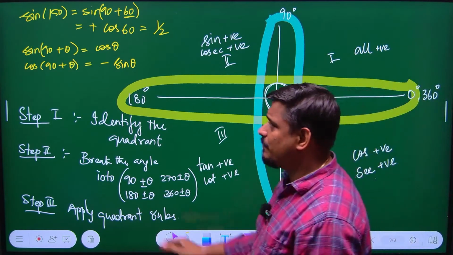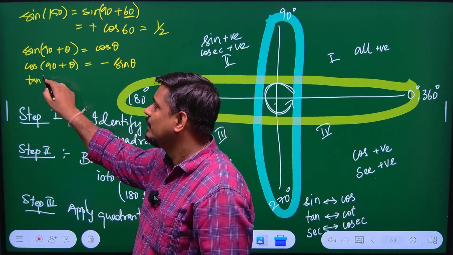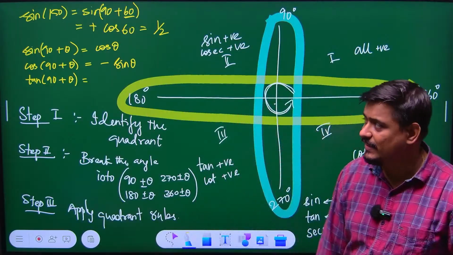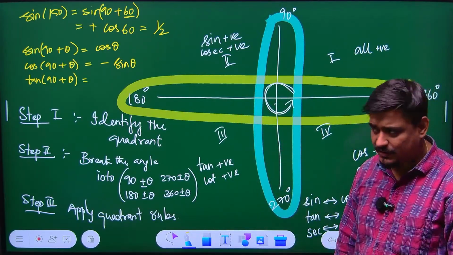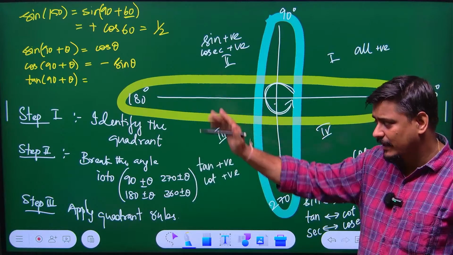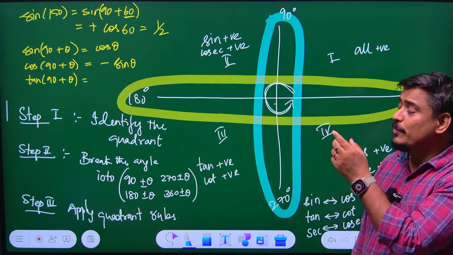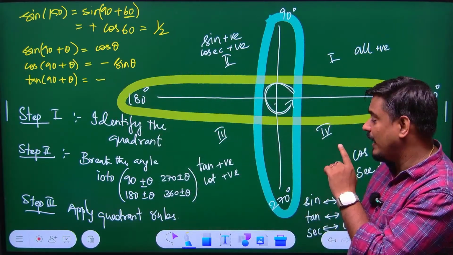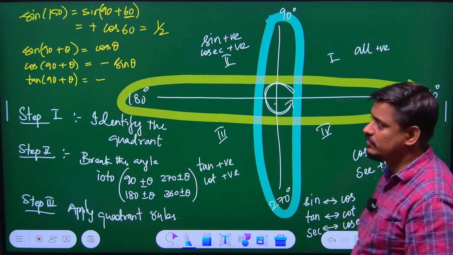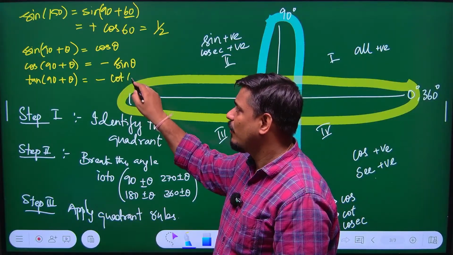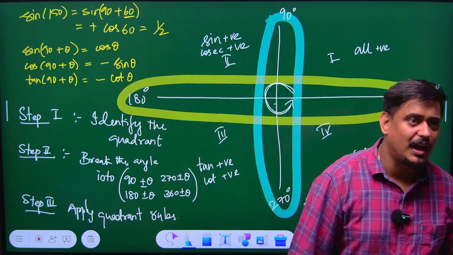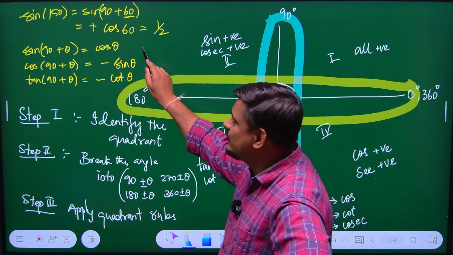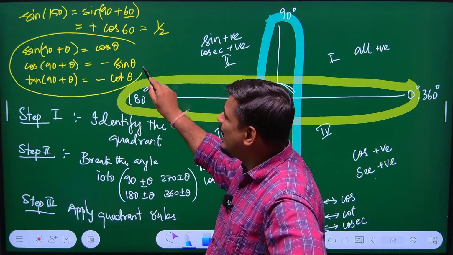Let us take one more example. What is tan 90 plus theta? Tell me what will be the answer. Think and say. Which quadrant? Second quadrant. Then 90 plus theta means it is going to be negative because tan is negative in second quadrant. And tan becomes what? Cot. So answer is minus cot theta. Are you understanding these things?